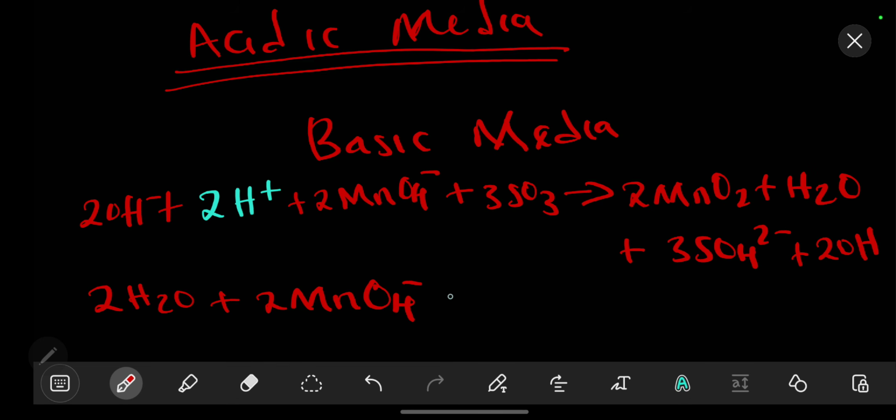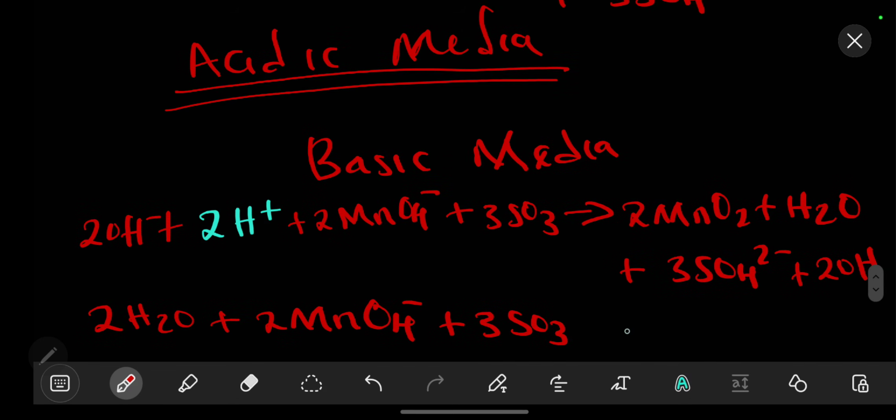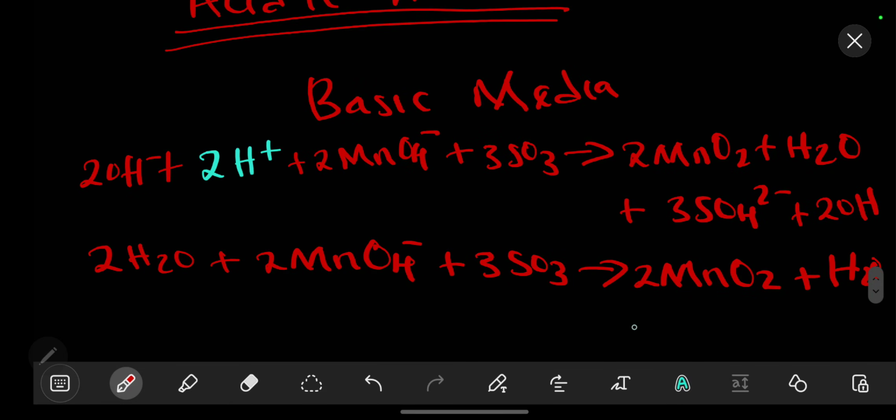MnO4 negative plus our 3 SO3. Then we are going to have, should be able to give us a 2 MnO2 like that. Then we have plus our H2O like that. Then we are going to have plus our 3 SO4, 2 negative, plus our 2 OH negative like that. Then all we have to do is, let me write properly.